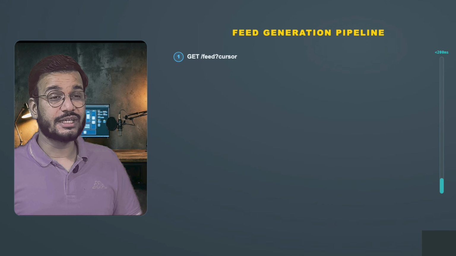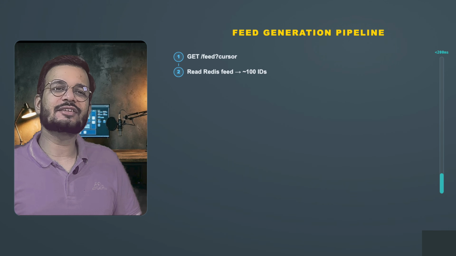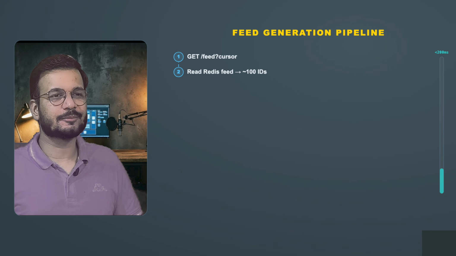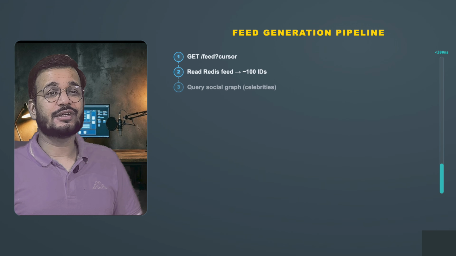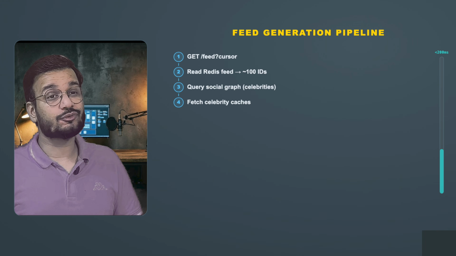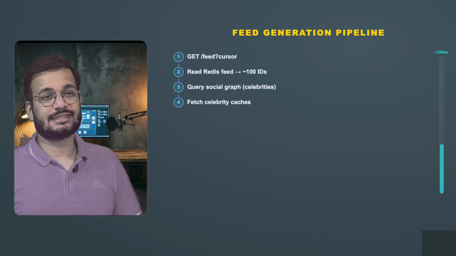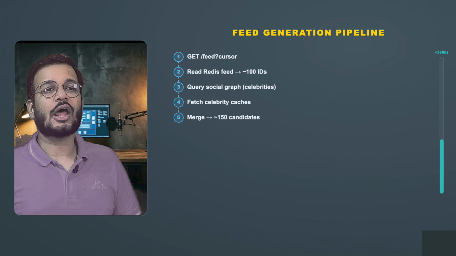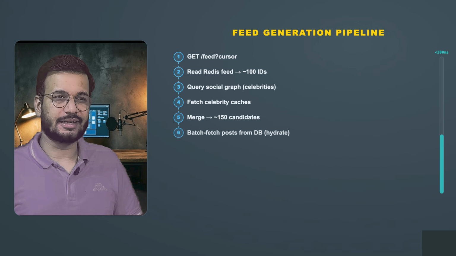Then step 2, it reads your pre-computed feed. This gives us around 100 post IDs. Then step 3, the feed service queries the social graph to find which celebrities you follow. Step 4, it fetches the recent posts from those celebrity caches. And step 5 is merging them.